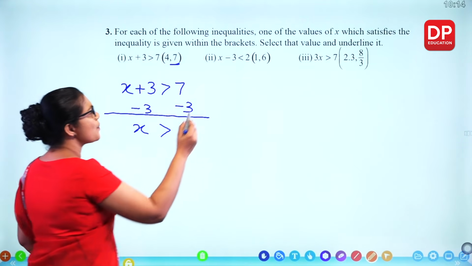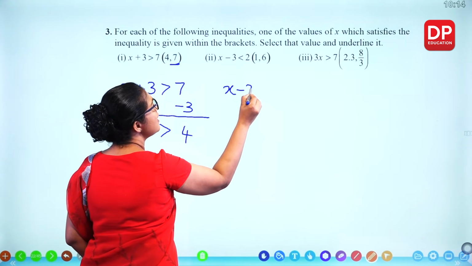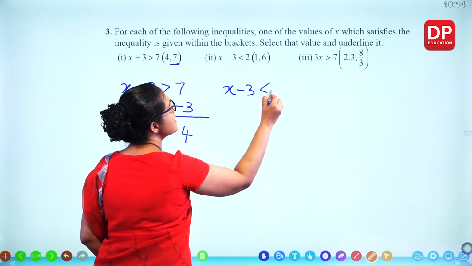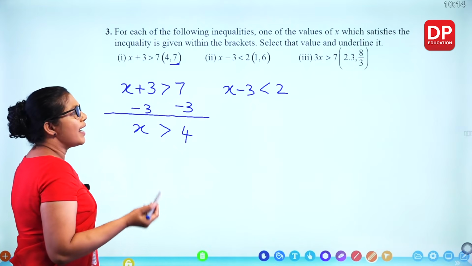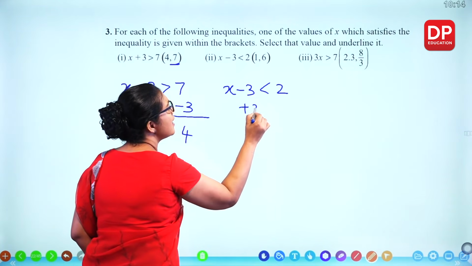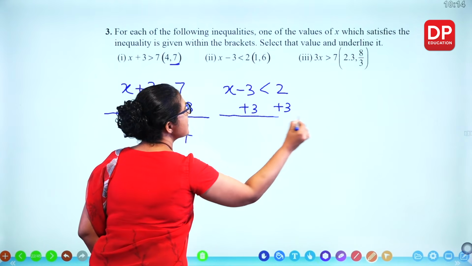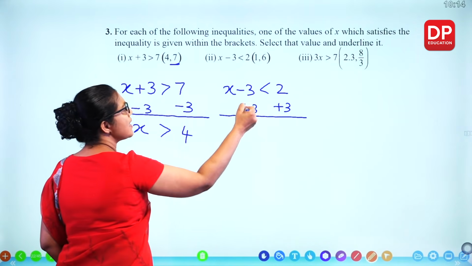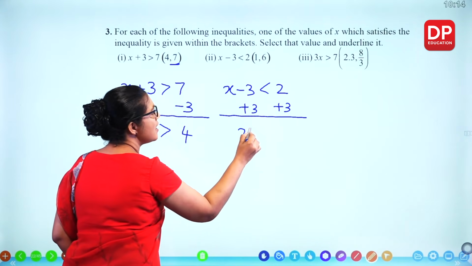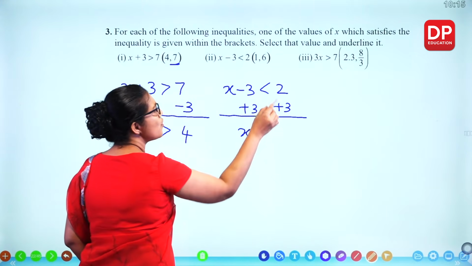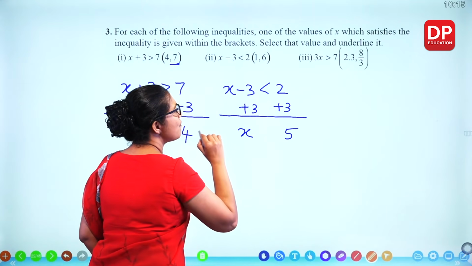Now we'll take the next one. The inequality given, x minus 3 is less than 2. I need to add 3 to both sides. So what happens? Minus 3 plus 3 get cancelled out. I get x. 2 plus 3 becomes 5.